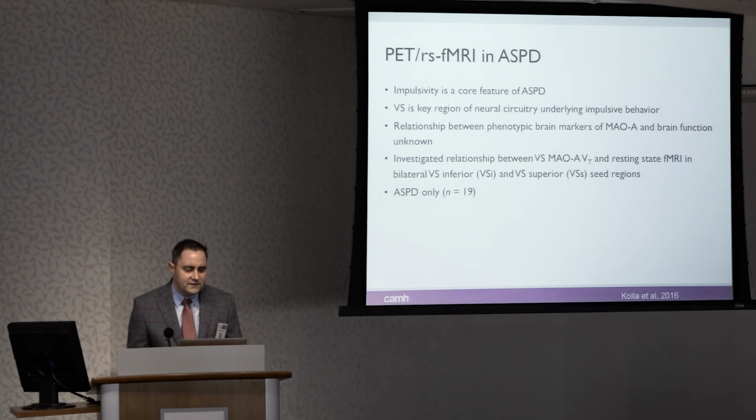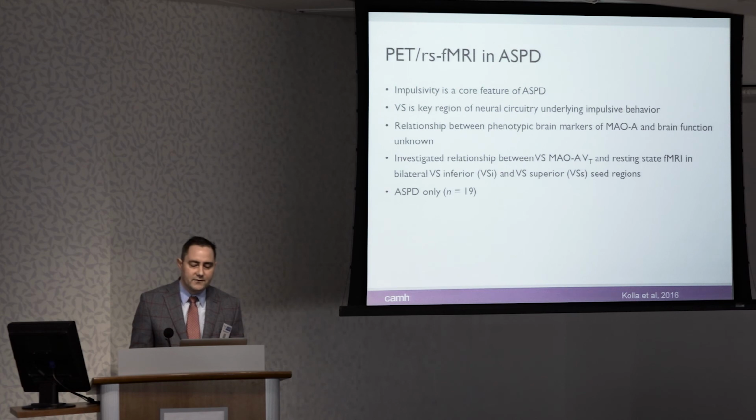So I mentioned impulsivity is a core feature of ASPD, and the ventral striatum is a region of neural circuitry underlying impulsive behavior. But the relationship between phenotypic brain markers, so MAO enzyme, and brain function had been unknown. So we investigated the relationship between MAOA distribution volume in the ventral striatum and resting state fMRI in bilateral inferior and superior ventral striatal seeds. And this was just in the ASPD group only.